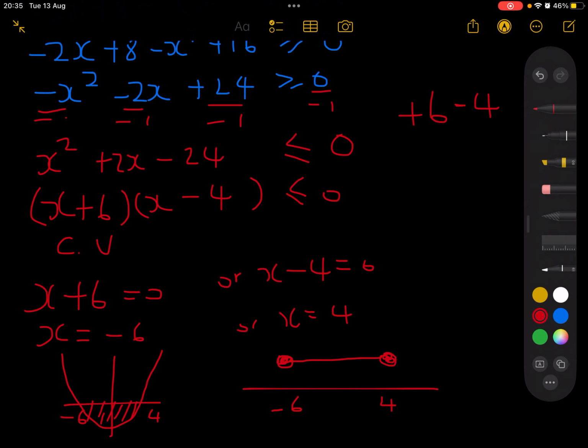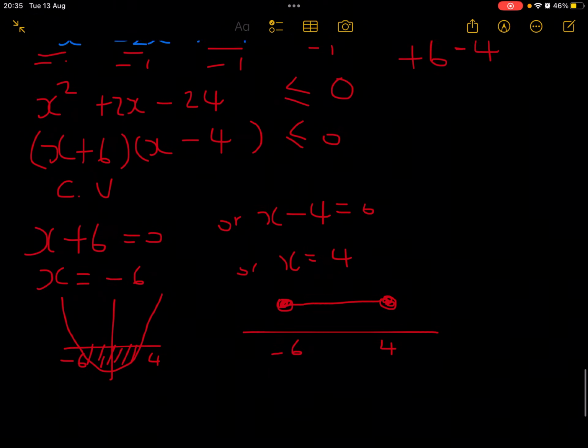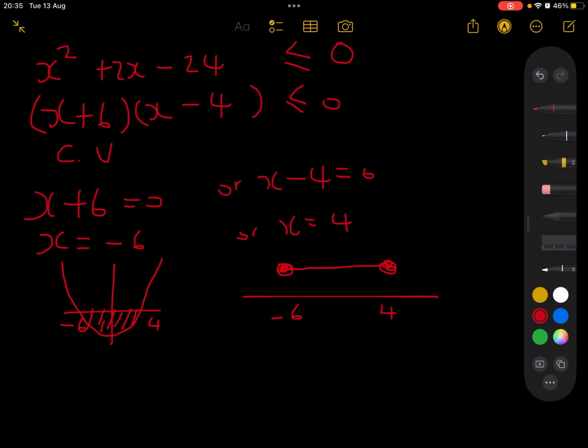And we are not yet done, as we're looking for which values of x. The values of x are found in between what? Minus 6 less than or equal to x less than or equal to 4.